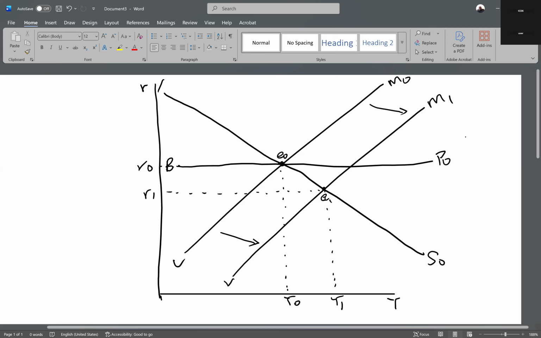Now at E1, what do we know? What is it? It's a partial equilibrium. Partial equilibrium we know because we are not on the BP curve. What is there? A balance of payment deficit. So the balance of payment deficit means a shortage of what? Foreign exchange. There is a shortage of foreign exchange. Very good.